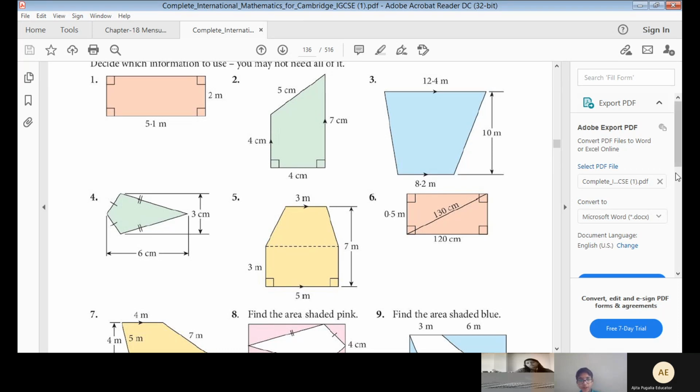1 half base times height. So Neve, the base is 3, height is 4, right? This is the hypotenuse. You'll take the height, okay? So 3 times 4, 12, times half is 6. 16 plus 6 is 22. Okay, and 3 is 103 meters squared. Yes, 3 is correct. Go for the fourth one.